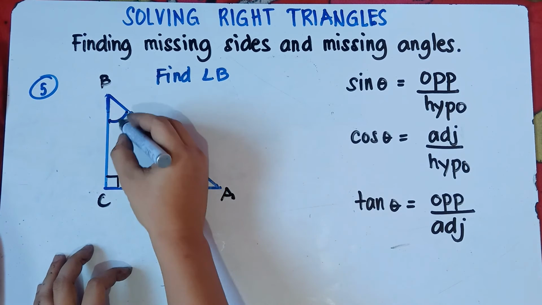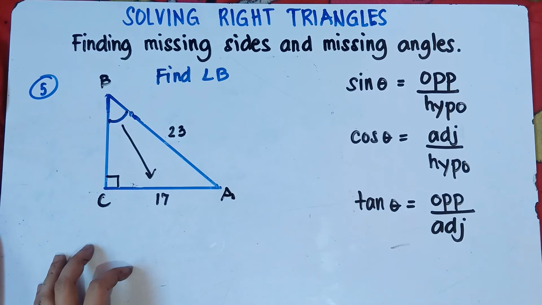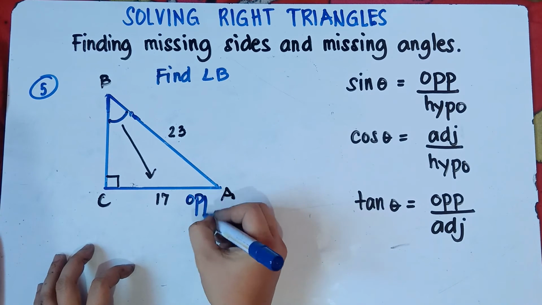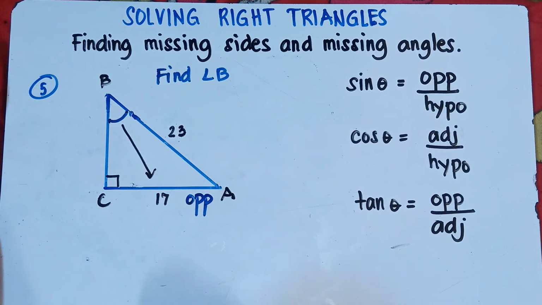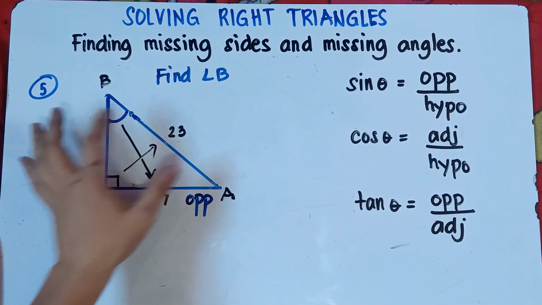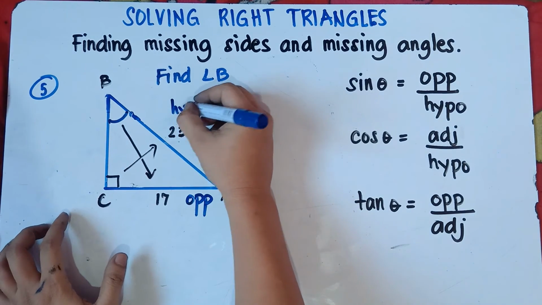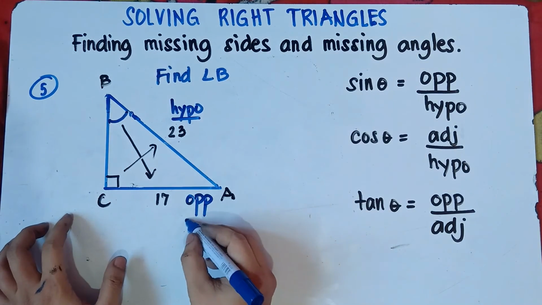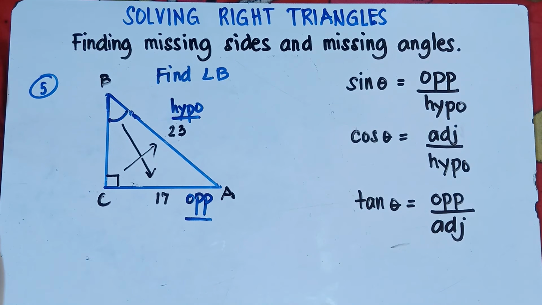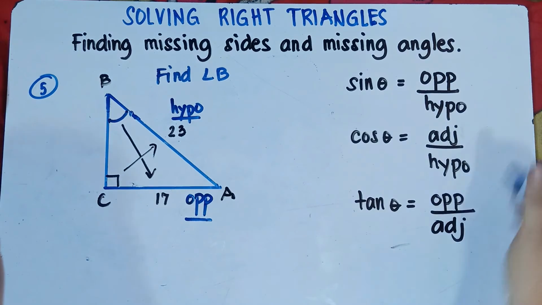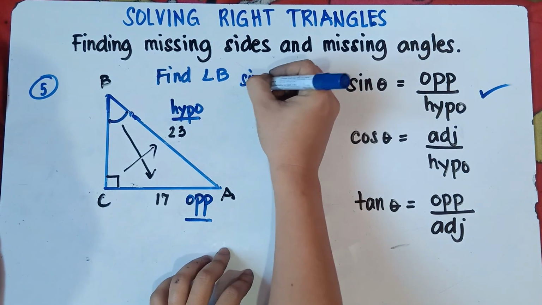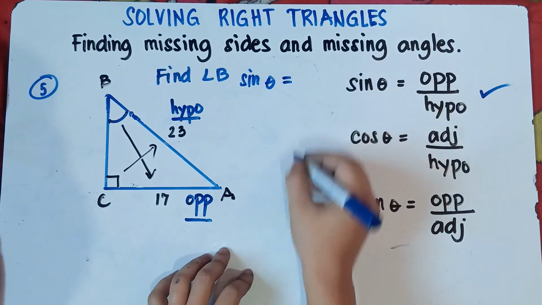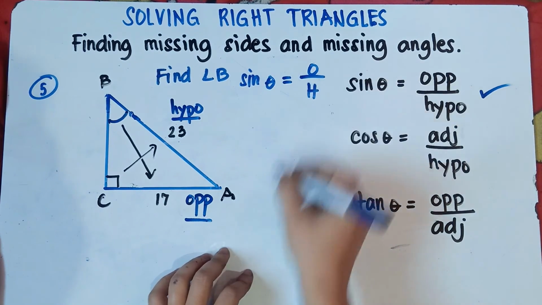So if this is the angle, the side opposite this given angle will be the opposite. And this one, class, 23, is opposite of 90 degrees. This will be the hypotenuse, the longest side. So we have opposite and we have hypotenuse. So which trigonometric ratio, class, will we be using? Opposite and hypotenuse. That's correct, we'll be using sine. So sine theta equals opposite over hypotenuse.